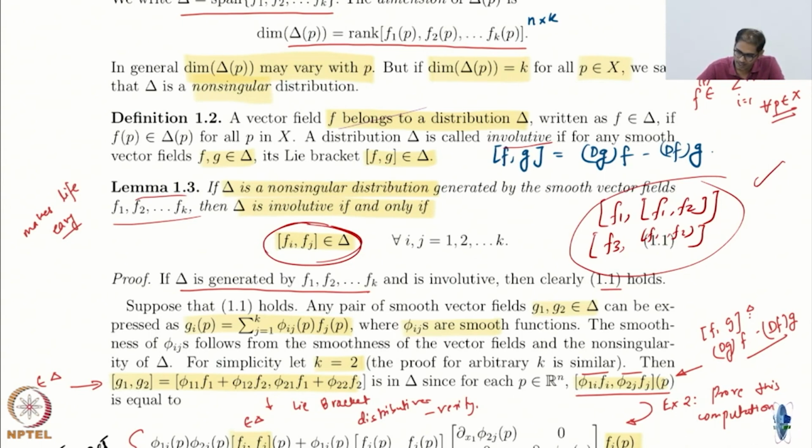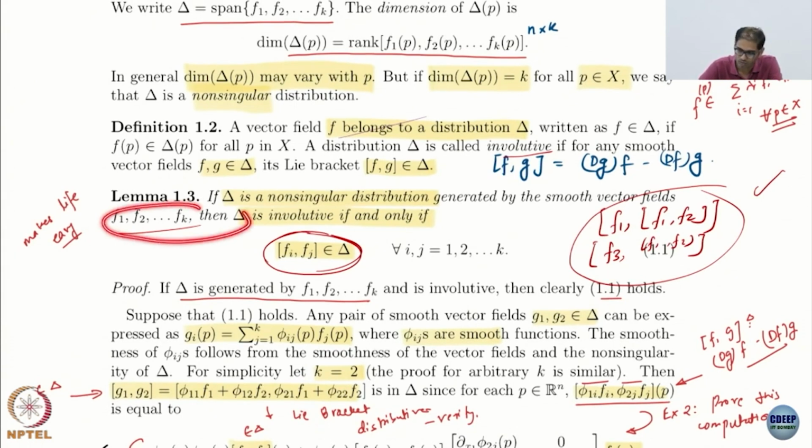And of course, these phi ij's are smooth functions. Smoothness is coming out of the fact that the fi's are also smooth, and g1 and g2 are also smooth. Therefore these coefficients have to be smooth. Okay, so everything is smooth, so the coefficients also have to be smooth. For simplicity, if you assume k equal to 2, that is, you have only two vector fields f1 and f2 forming the distribution, just so that the proof looks easy.